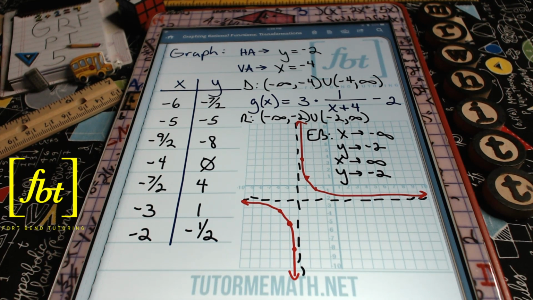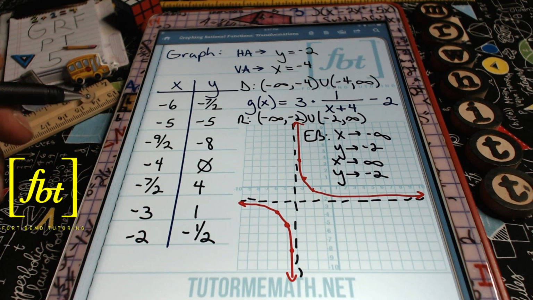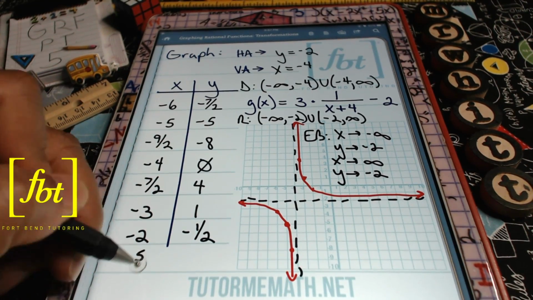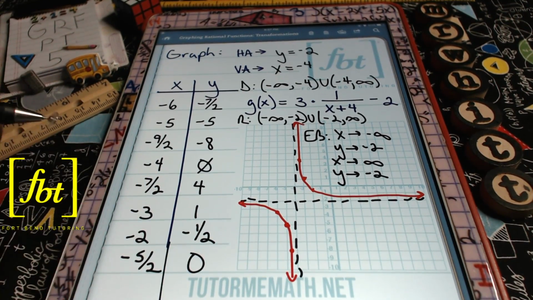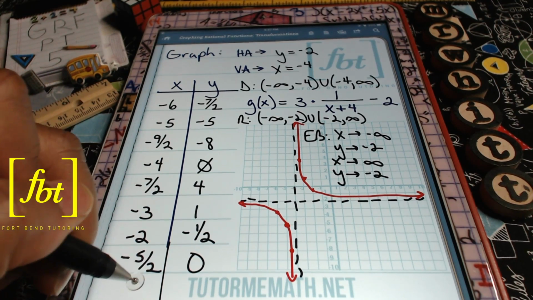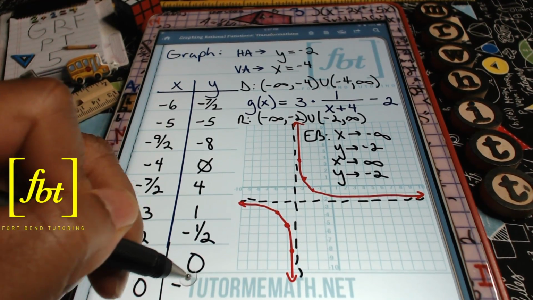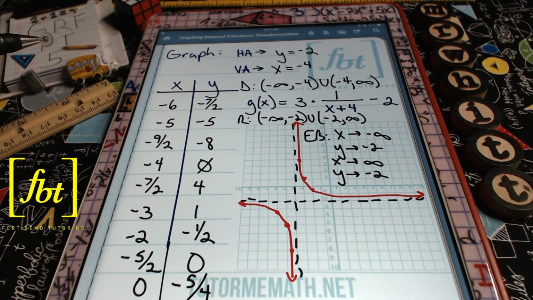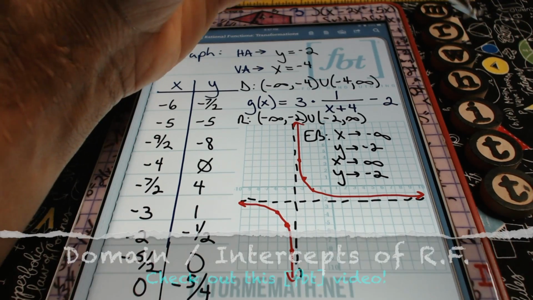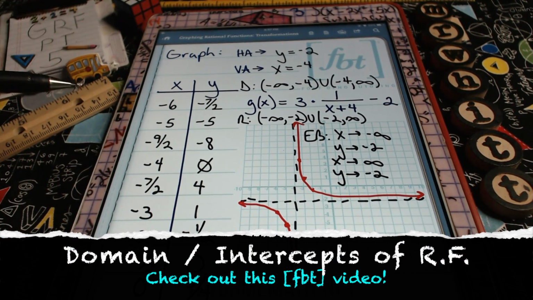And as far as your x and y intercepts go, you can take the original numerator, which is negative 2x minus 5, and set it equal to 0 to find that your x-intercept is going to be at negative 5/2, 0. And then for your y-intercept, you're plugging in 0 for all the x's in the original function, and you'll find that your y-intercept is at 0, negative 5/2. As a reminder, you can check out our video on finding the domain and x-intercepts of rational functions, and I have a link for it right here, guys. Check that out for finding the intercepts of rational functions.